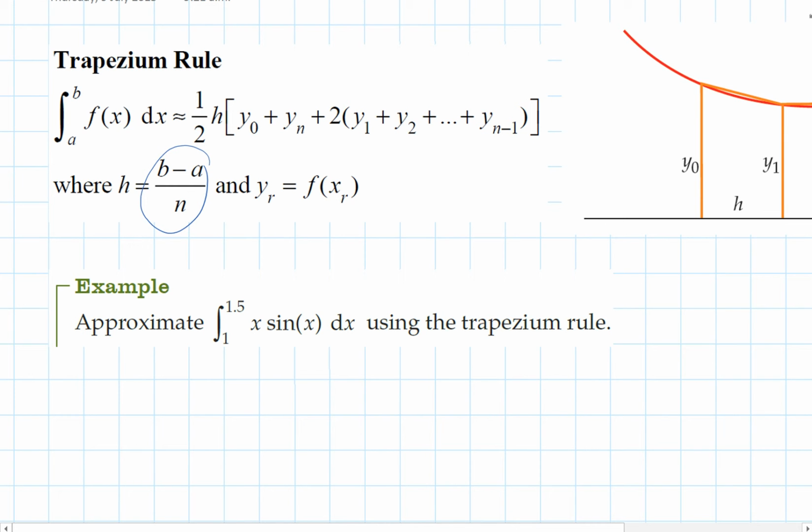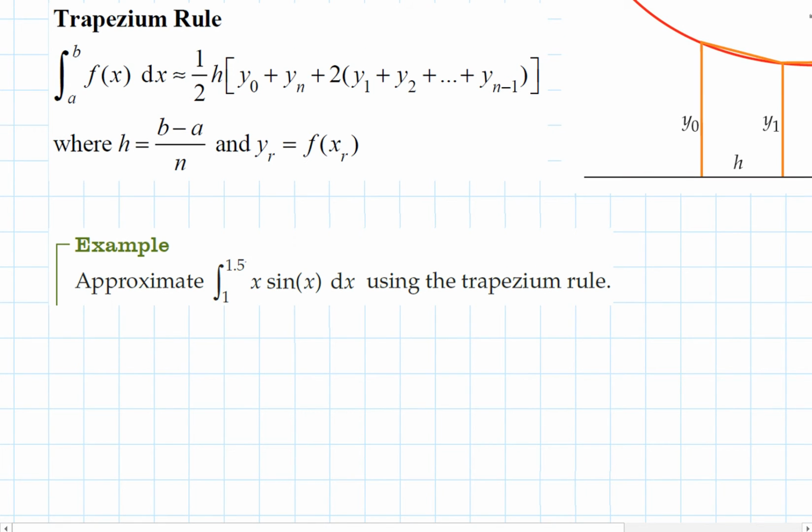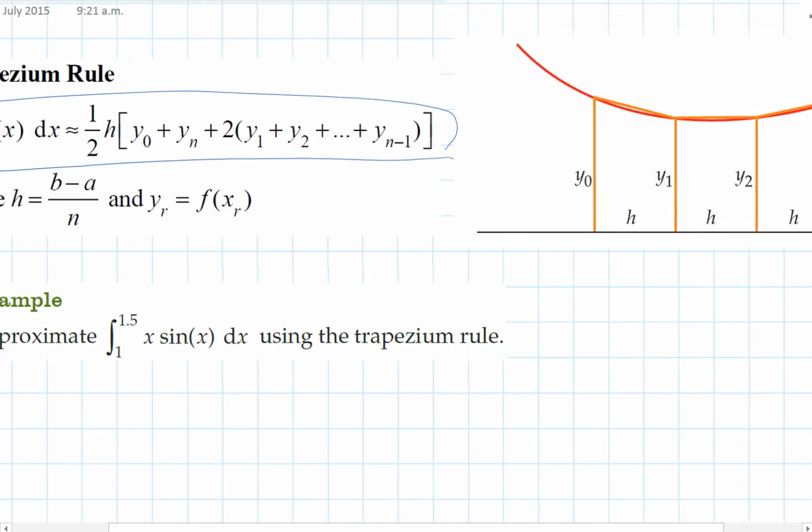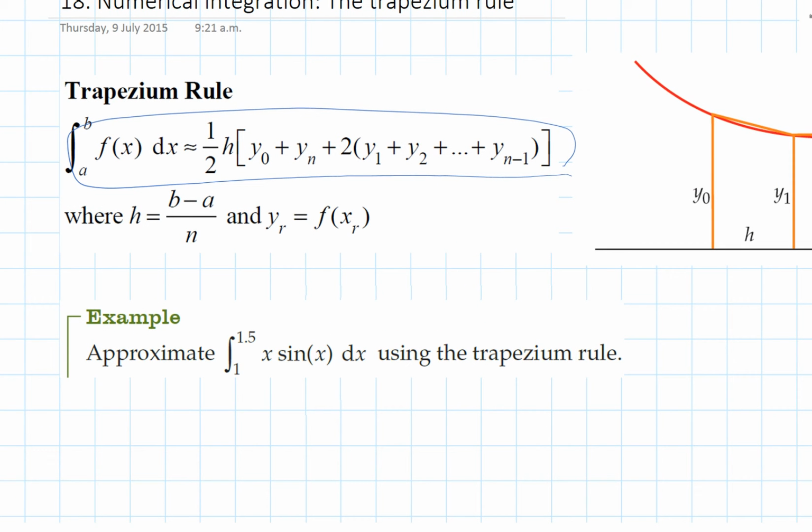This h here, this is our interval, or the step that we go up in. So for this example here, we're going across 0.5, and we'll do 5 intervals here, and so we'd be dividing by 5, which means that we're going up in steps of 0.1. And then we've got this formula that we can put all our heights of our trapeziums into, and that effectively works out the area of all of the trapeziums.